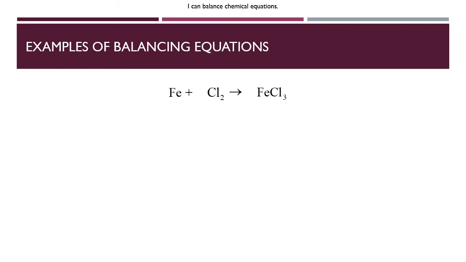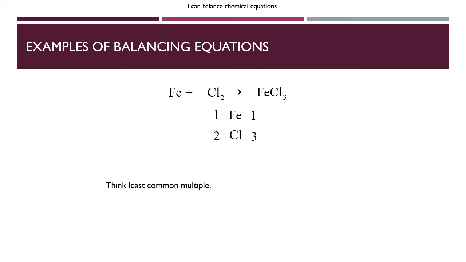All right, a couple more examples. This one looks pretty straightforward. Fe and Cl, just doing our counts. 1 iron on each side. Again, remember that 3 only applies to the chlorine because there are no parentheses. And I have 2 chlorines on the left and 3 on the right.